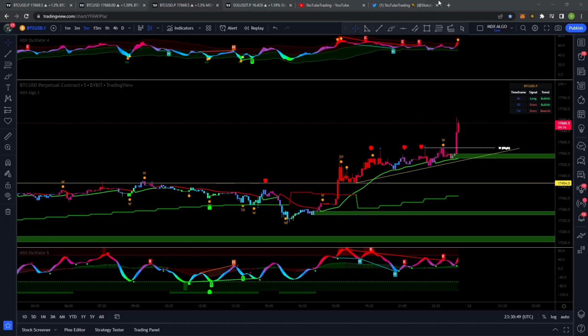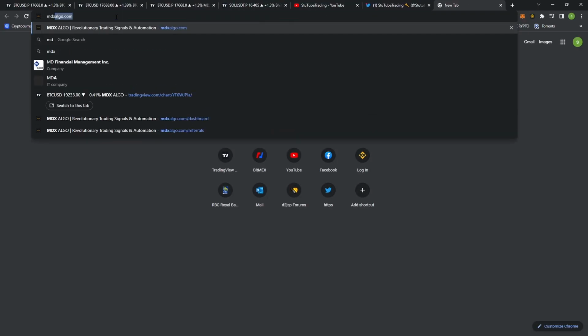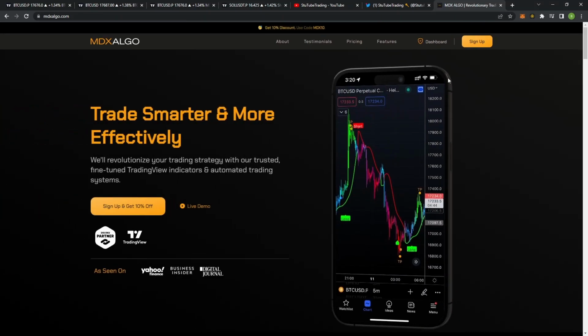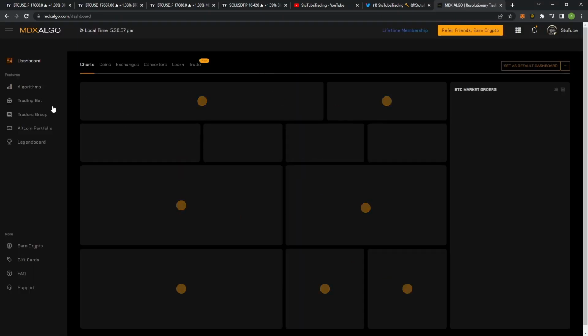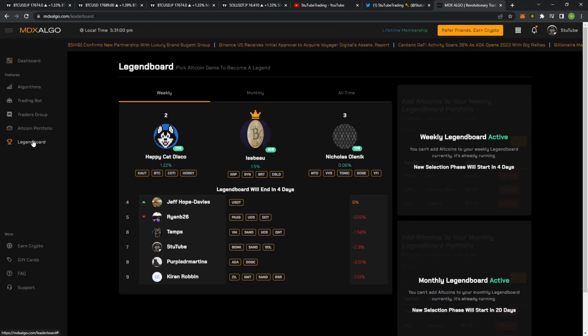Basically, you do that through the website? Yeah, you just sign into your account, and then on the left hand side you'll see legend board. You click on that and it'll bring up whatever competition's going on right now. You can't join late, so I think the weekly ones start on Sunday. And basically on the right hand side here, it'll ask if you want to add coins, and you can just add coins, and then it'll just automatically start when the timer is up.